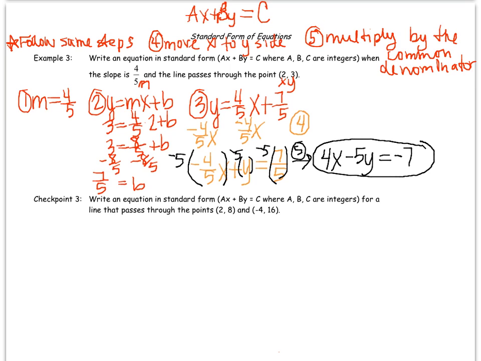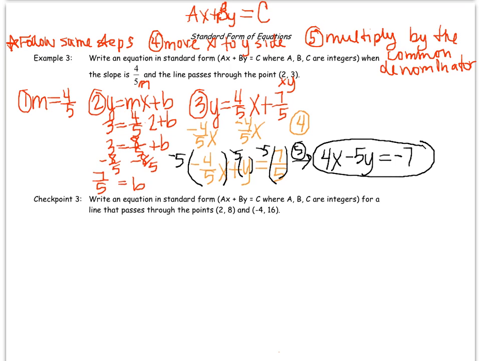And again, what should happen is if you plug (2, 3) in here, it should equal negative 7. So let's just quickly look at this. 4 times 2 is 8, minus 5 times 3 is 15. 8 minus 15 is indeed negative 7. So the point does work in this equation.